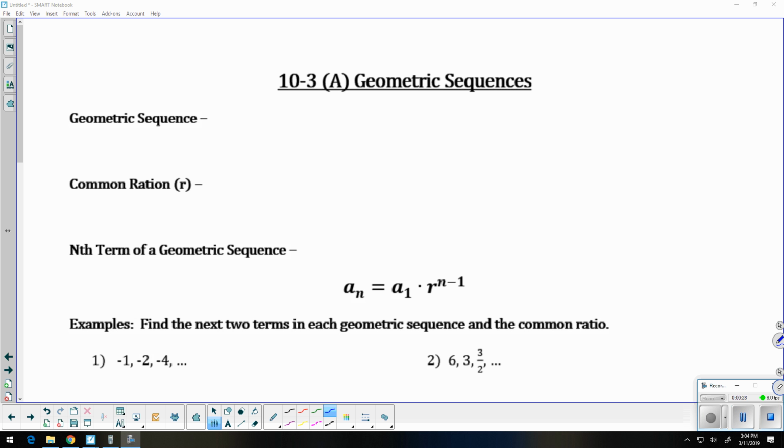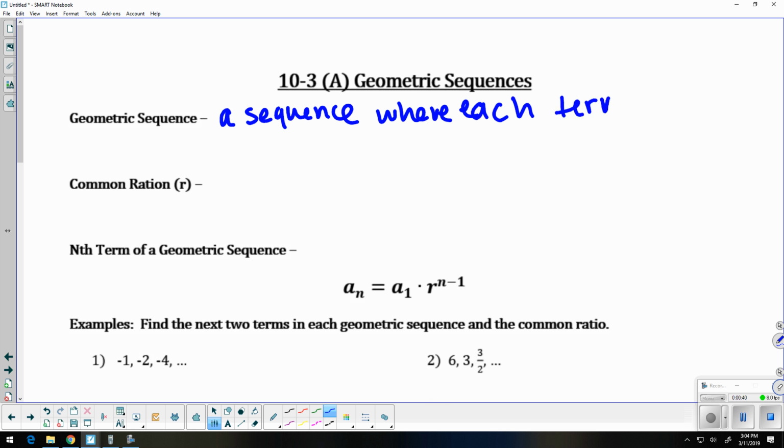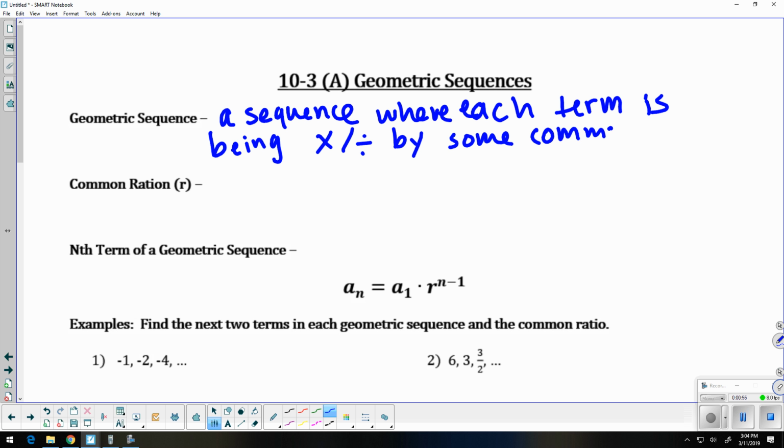It's going to be a sequence where each term is being multiplied, and technically you can also say divided, by some common value. And that number that you're multiplying or dividing by is called the common ratio, not ration, but common ratio. Technically we can say that we're dividing in some circumstances, but when you're actually identifying what R is, you're trying to identify what the ratio is.